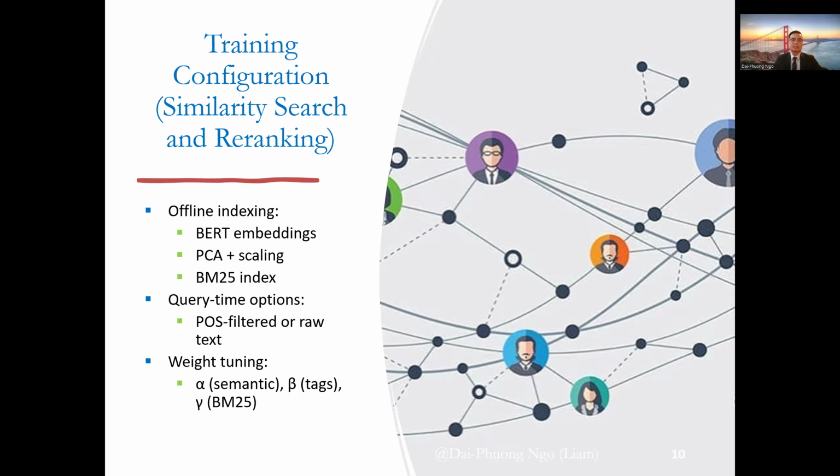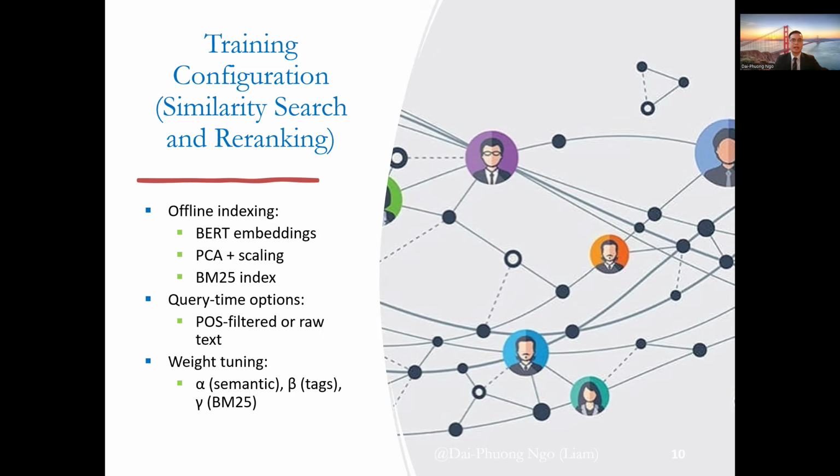The similarity search pipeline is split cleanly into offline and online components. Offline, I compute all dense embeddings, apply PCA and normalization, and build the BM25 index. This is done once and stored. At query time, the system is configurable. POS filtering can be enabled for higher fidelity or disabled for lower latency.